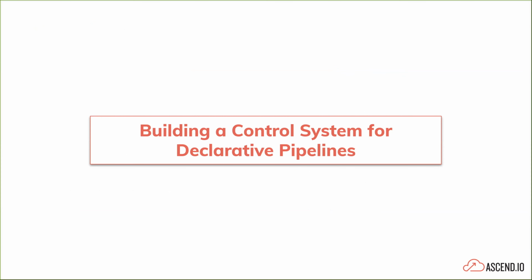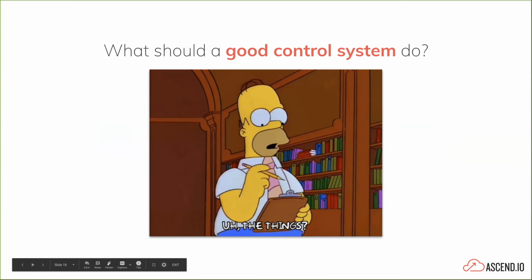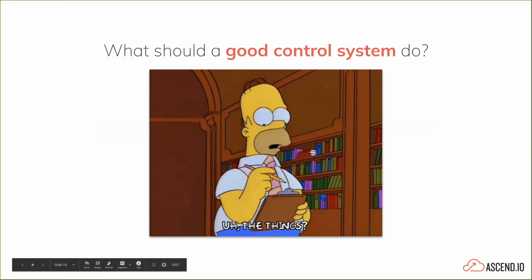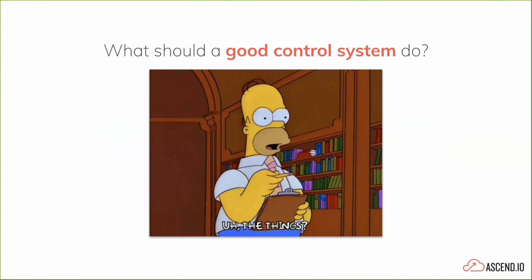And so how did we really get there? Well, like all good engineers, right? We started from what are really the requirements here? And what could really be handled by a good control system that is non-differentiated and doesn't actually need to be specific to any one particular business use case? And it turns out there's quite a few things.